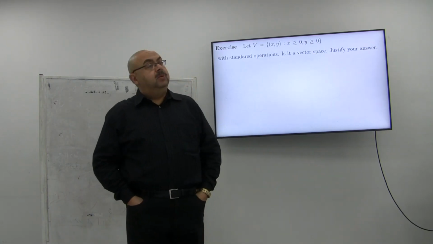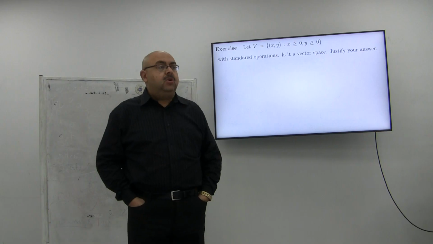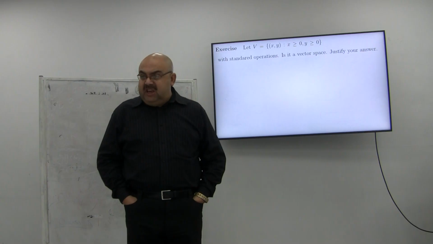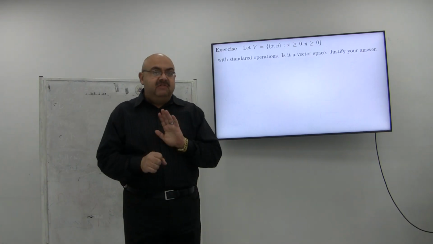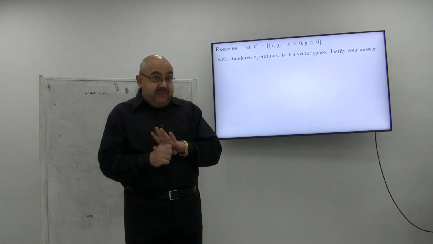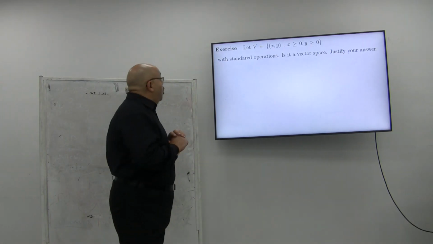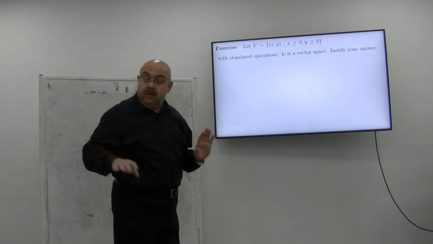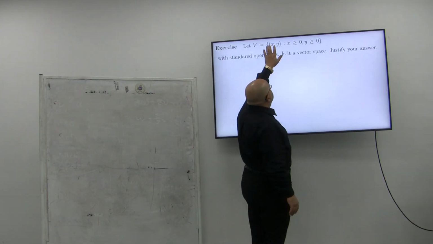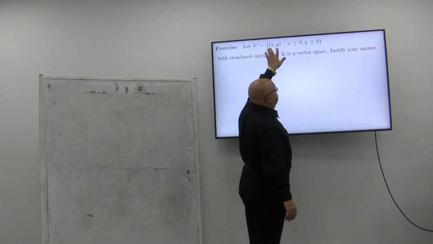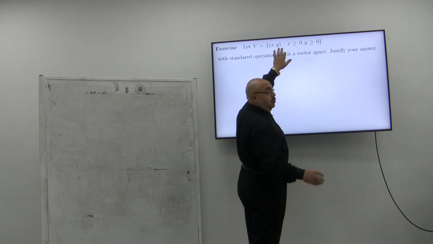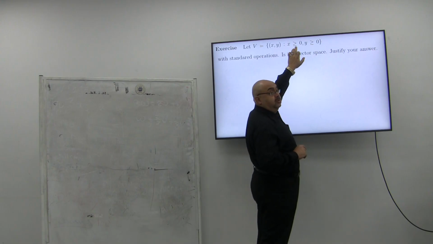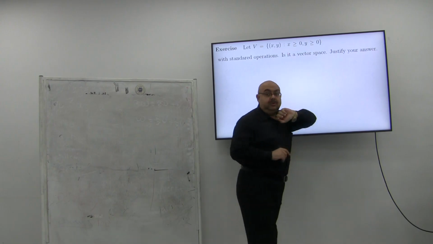Who will solve this problem with me? Let's look at this set. V is the set of all x and y, where x and y belong to R. I'm talking about V, the set of x and y, but I'm not going to take all the real numbers. I'm taking x greater than or equal to 0, and y greater than or equal to 0.